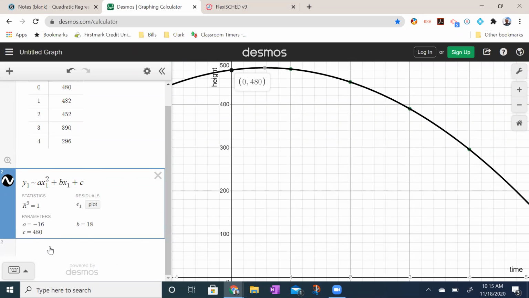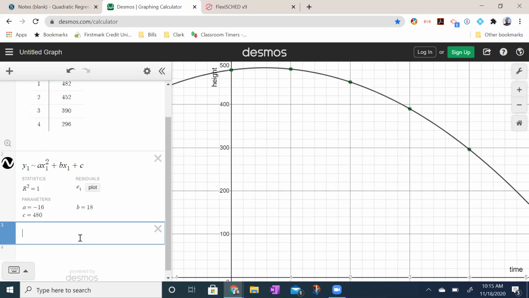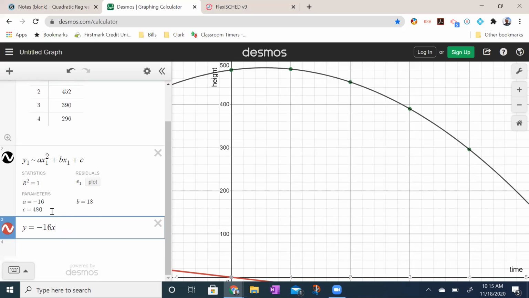Okay, so then let's write our equation. If you write it correctly, it should match on top of this black curve with whatever color it turns out to be here. So let's write the equation. So y equals, our a is -16, x squared. Our b is 18, so plus 18x, and then c will be 480, so plus 480. All right, and as you can see, the red showed up right on top of our black curve. So we did the correct equation.